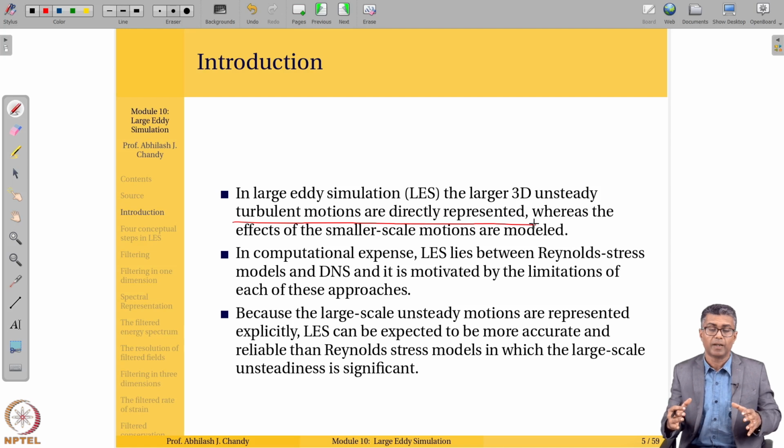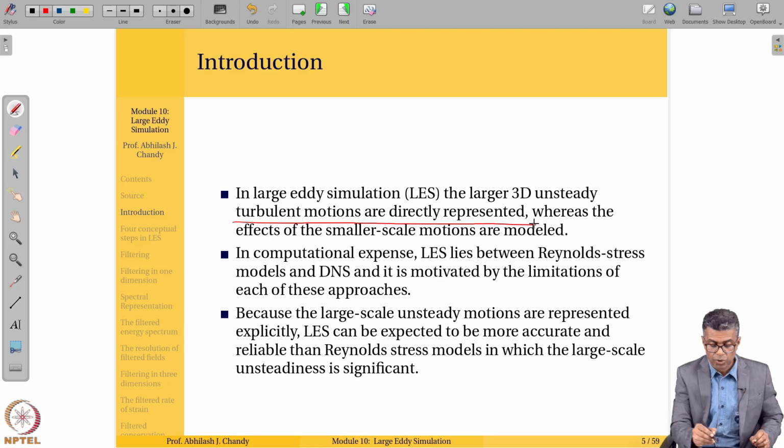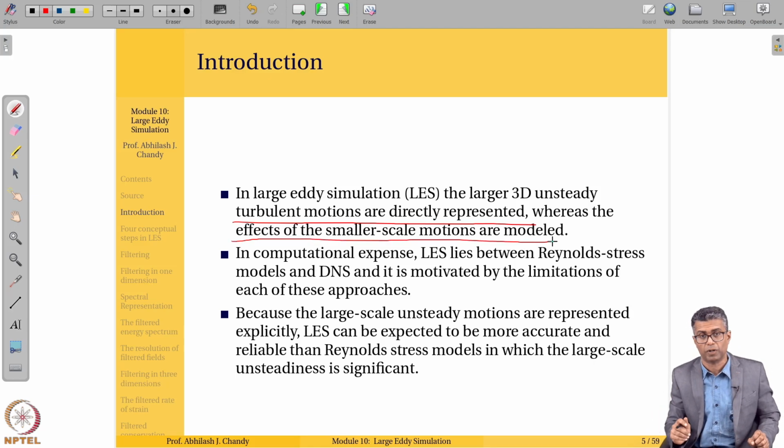So you have a grid that is fine enough to resolve the smallest scale. Now here what happens is, in LES, you are having a grid that is only fine enough to resolve the large scales. What happens to the small scales? We model those. So that's what we mean by this. The effects of the small scale motions are modeled.